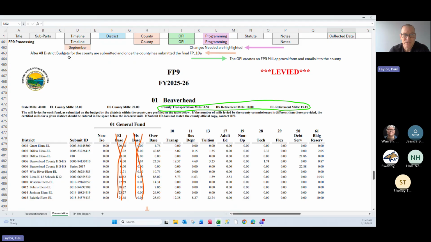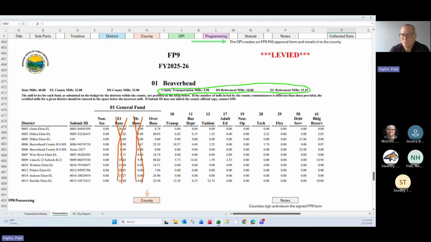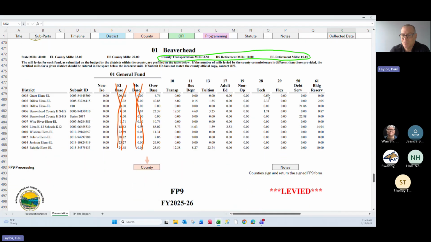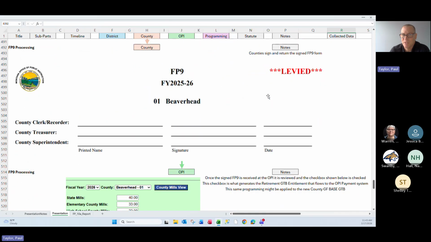So after all the districts of the county are submitted, and once the county submits the FP10A, the OPI creates this FP9 form. And what it is, it's an approval form for counties to sign. And what occurs is somebody here at OPI, an OPI staff member, goes and produces this FP9 form. And I just pointed out what needs to be changed on it, but you can see here, these are all the different district level levies and county levies.